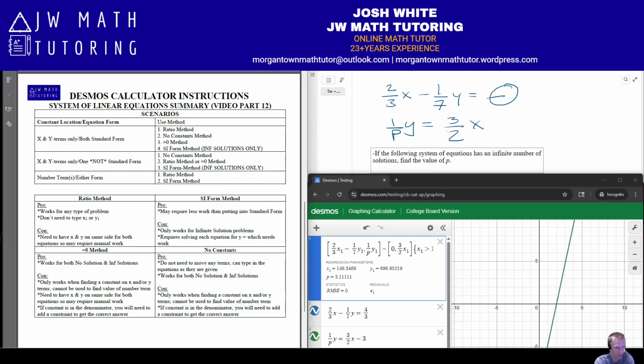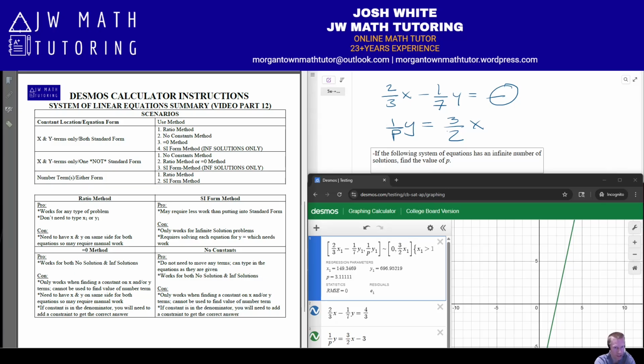Next, we have what I call the equal zero method, where you do the regression and you have two zeros on the right. So it works for both no solution and infinite solution cases. However, you do have to move terms around, if they're not already both on the same side. It's not in standard form, so it might require some work. It only works when finding a constant or coefficient on the x or y terms. You cannot use it to find the value of a number term. And if a constant is in a denominator, then you have to add a constraint normally to get the correct answer, because otherwise it defaults to x = 0 and y = 0, which messes up the p-value.